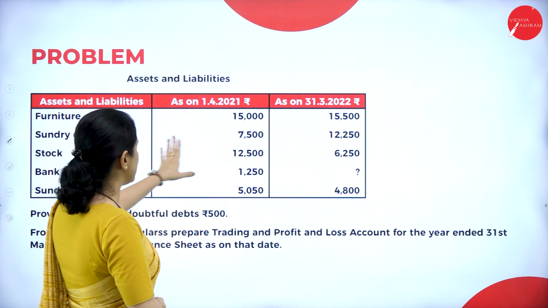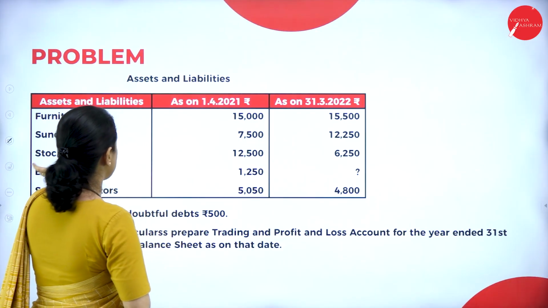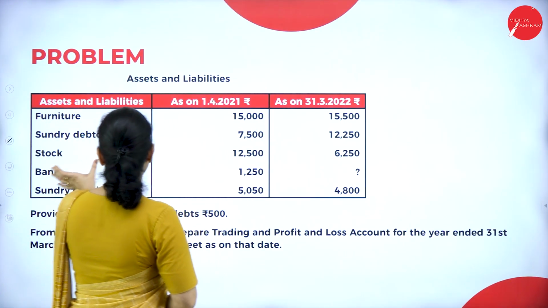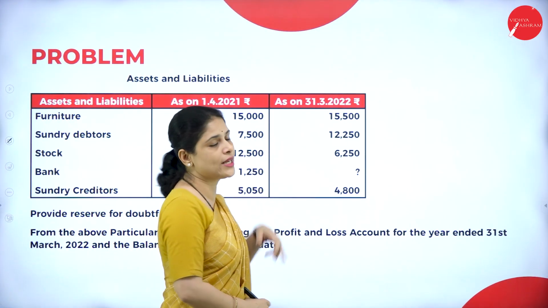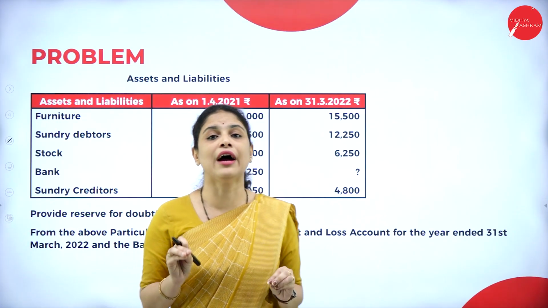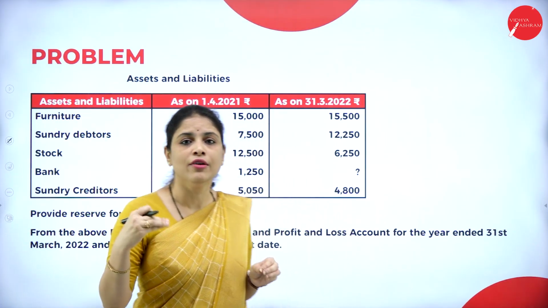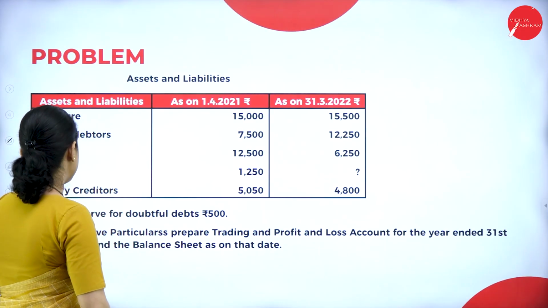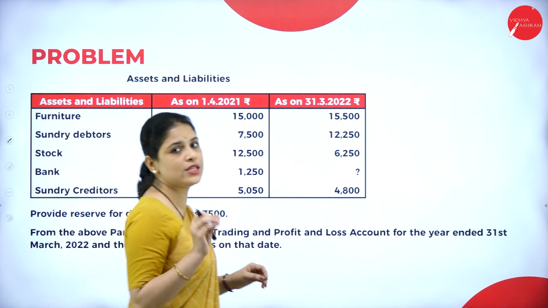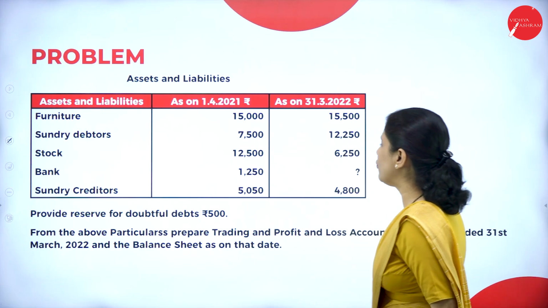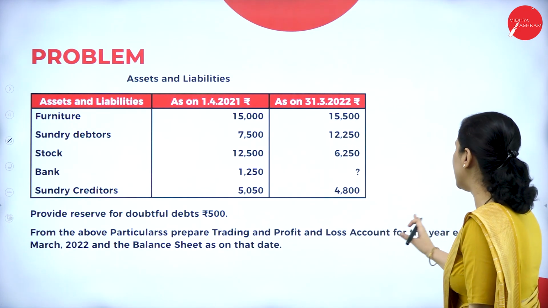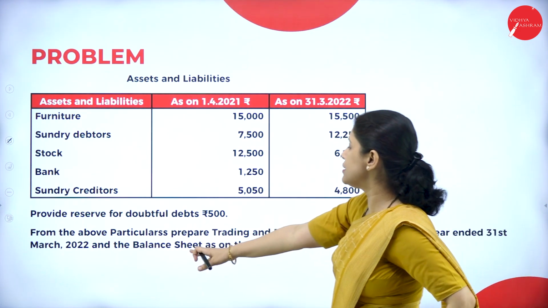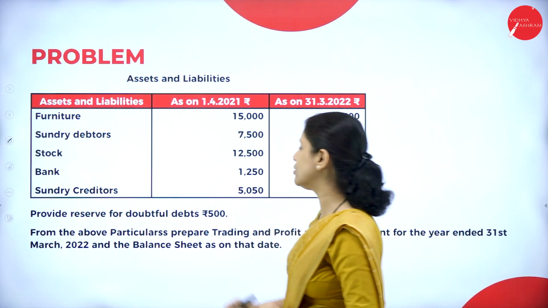Next, sundry debtors, opening and closing are given. Stock, opening and closing are given. For bank, opening is given, closing is not given. So what do we have to do? We have to open a bank account to find out the closing balance of the bank. Next, sundry creditors are also given. Provision for doubtful debts is 500. From the following particulars, prepare trading and profit and loss account for the year ended 31st March 2002 and a balance sheet as on that date.